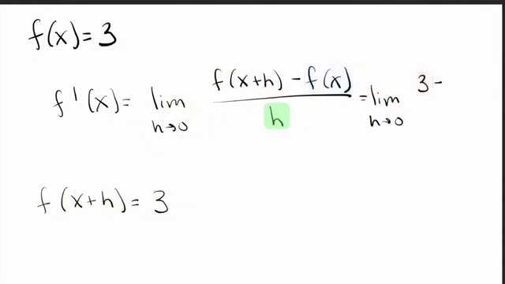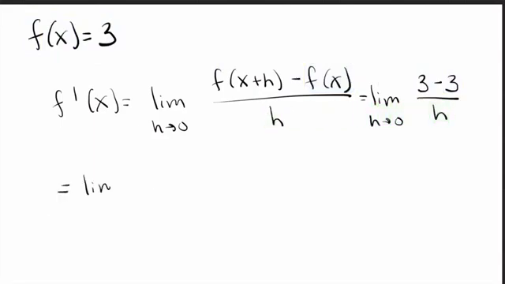What is f of x? We just look up top. f of x equals 3. And on the bottom, h is just h. Of course, that just becomes 0 on the top. We get 0 over h. 0 divided by any number is 0. So that gives us 0.